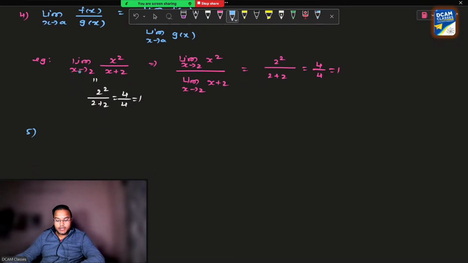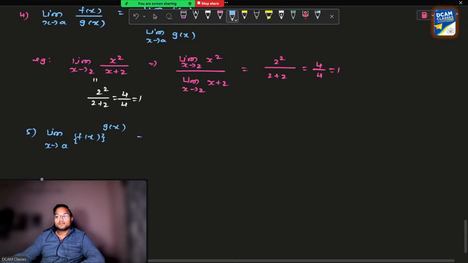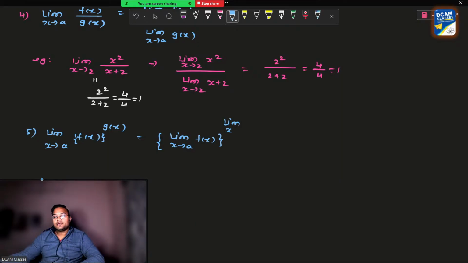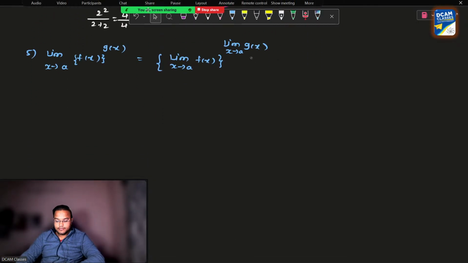Coming to the fifth property, there are a few more properties also. Limit x tending to a of f of x whole power g of x. In that case, again, the limit applies to each function. It will become limit x tending to a of f of x, power limit x tending to a of g of x. Again, the limit is applying to each function individually.